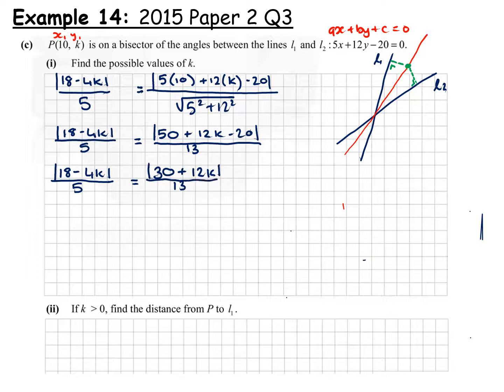Now, in both of those top lines we can pull out something. In the top line here I can pull out a 2, so 2 times the absolute value of 9 minus 2k.